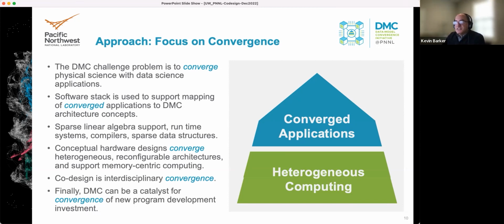So the DMC software stack is designed to support converged workloads on heterogeneous computing platforms. We've really put a lot of emphasis on the compiler as the part of the software stack that can help us with that. And so we have a compiler project called Comet, the Comet Compiler Infrastructure Framework, that leverages a lot of the work coming out of the LLVM community and MLIR to achieve this. And I'll talk a little bit more about that.